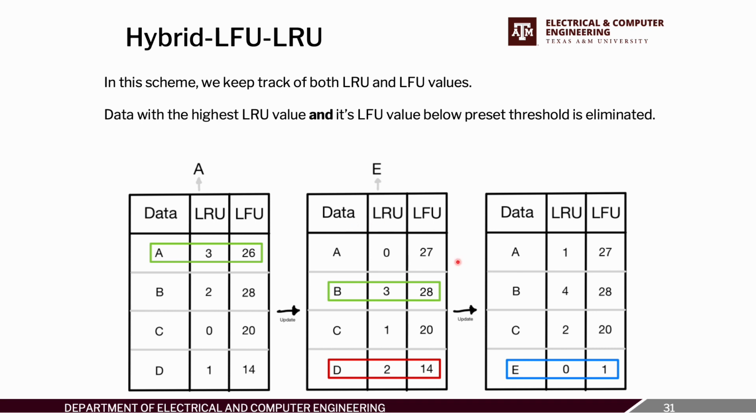If the LFU value is greater than the threshold, we do not evict it and go on to search for the next highest LRU within the table. And again compare the LFU, and this process continues till we find an LFU value that is below the threshold, and that data element is evicted from the table, replacing it with the new data element and its LRU counter set to 0 and LFU set to 1.